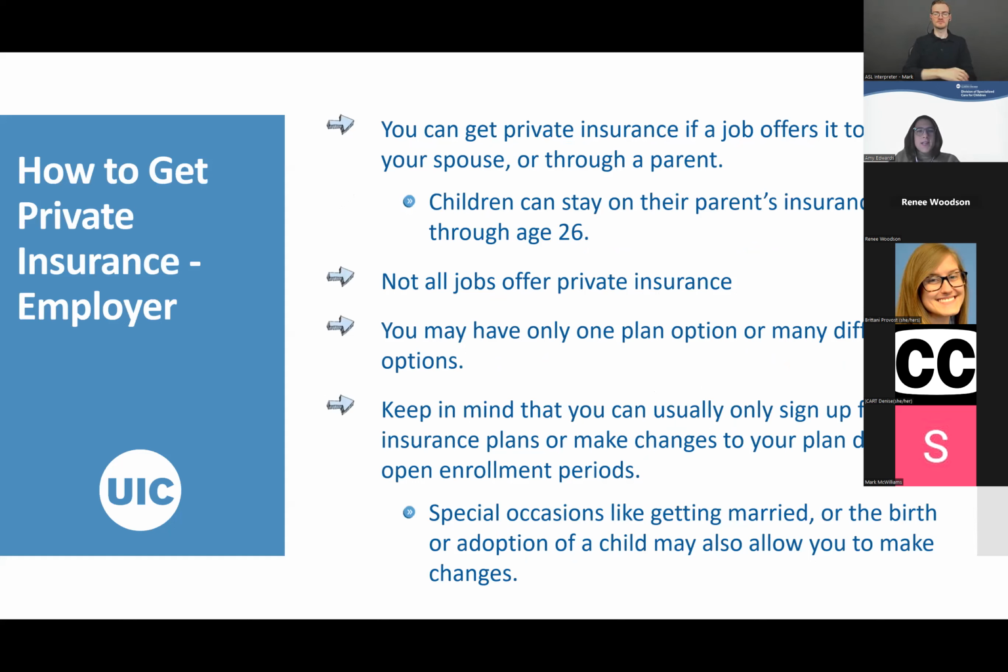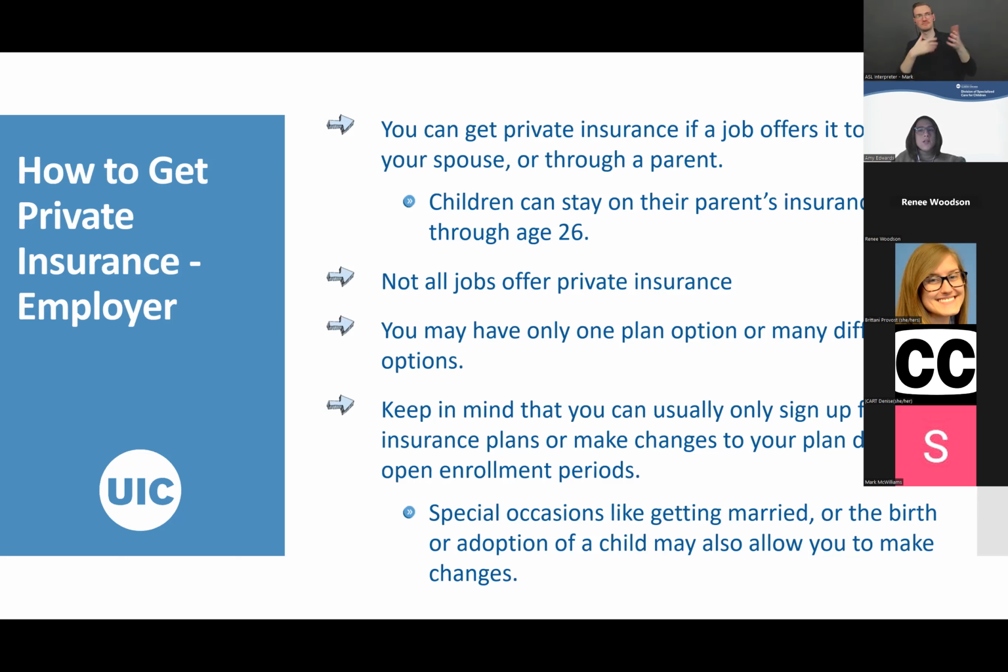All right, so we're going to talk about private insurance. One way you can get private insurance is through a job or an employer. You can get private insurance if your job offers it to you, if it offers it to your spouse, or if you are on your parents' insurance. A child can stay on their parents' insurance plan until the age of 26. And they can stay on this no matter if they get married or if they have other insurance available to them. Not all jobs offer private insurance, but many of them do.